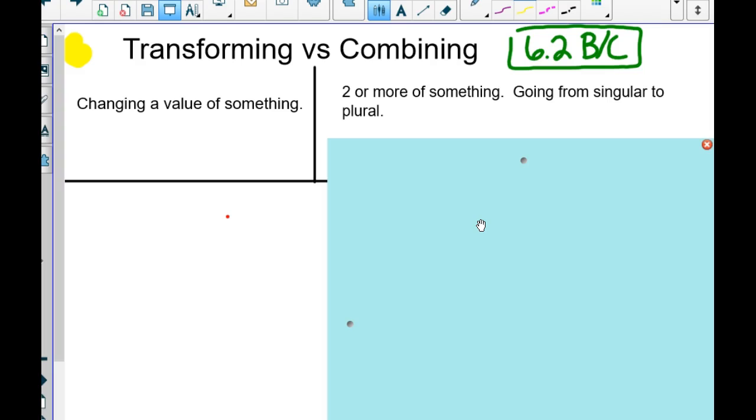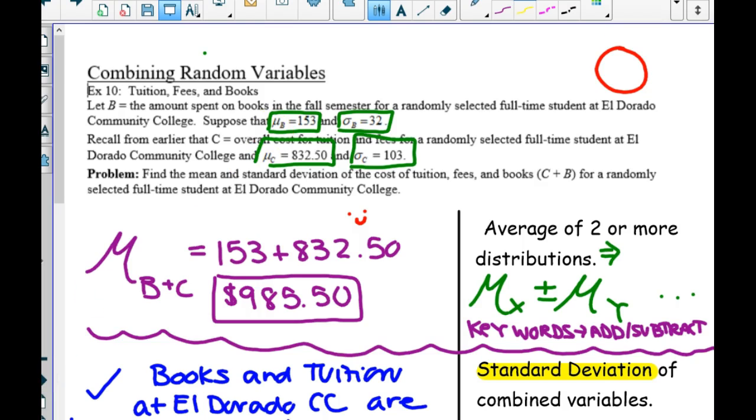Today, now we're going to go to combining variables, and that's where we take two or more of something. We're going to go from singular to plural today. We're not going to just talk about one thing like we did yesterday, transforming the mean or transforming the standard deviation. Today, we're going to be combining things, taking two or more of something.